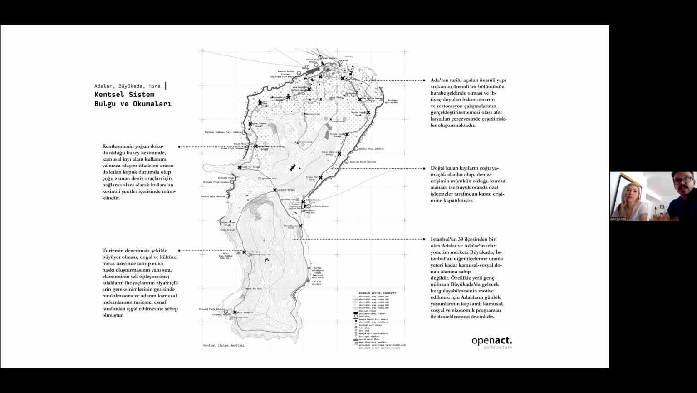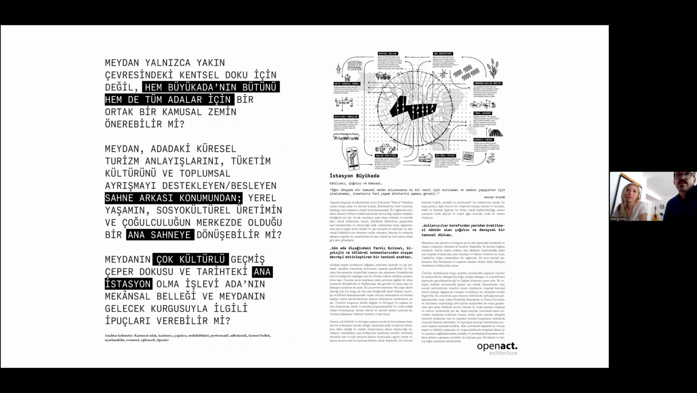So by understanding these multi-scalar relationships of the Phaeton Square, we tried to think and design the square not only for the close surroundings of the entire Buyukada, but for all the other islands. And this was only possible if we understood all the connections that the actual Phaeton Square has with the surroundings and with all the other islands, potentials and problems.